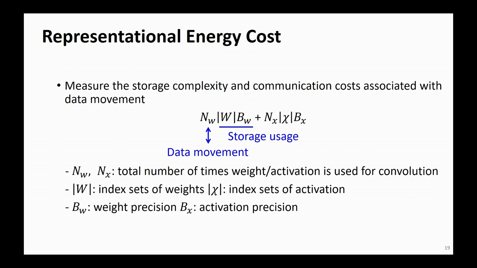In addition to the computational cost, the energy cost of a CNN is often dominated by the memory access and data movement between the memory and the processing units. So the computational cost only comes from the processing units, but this part of the energy cost comes from the data movement between the memory and the computing units.